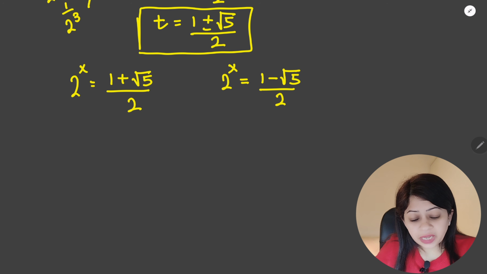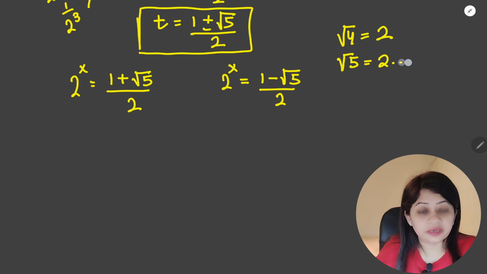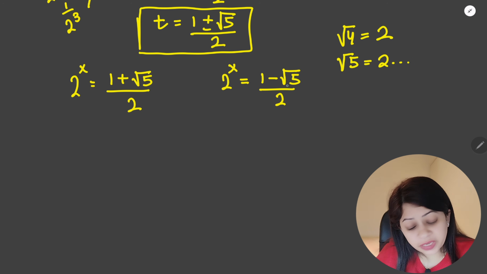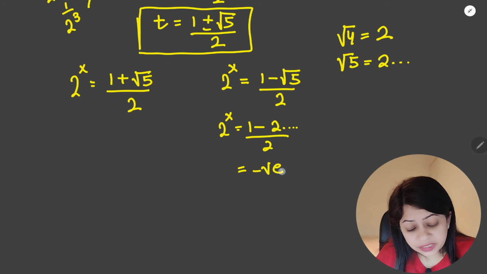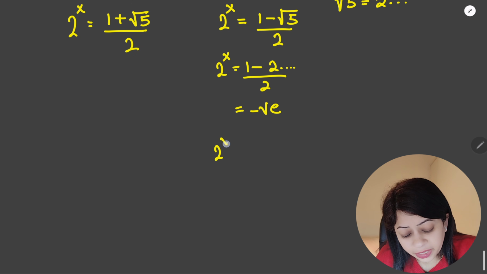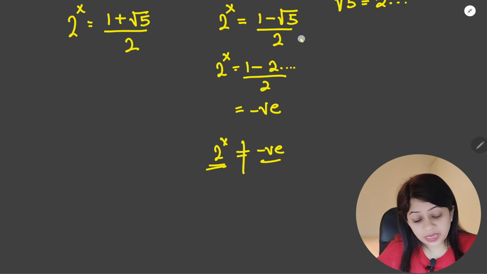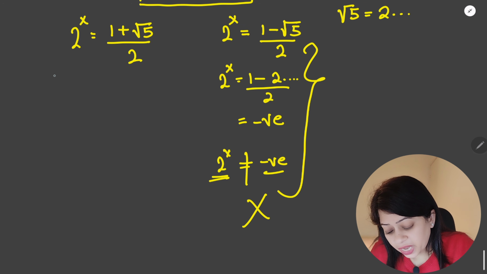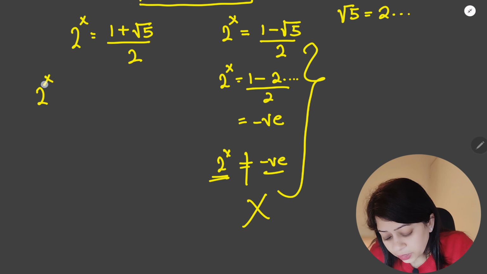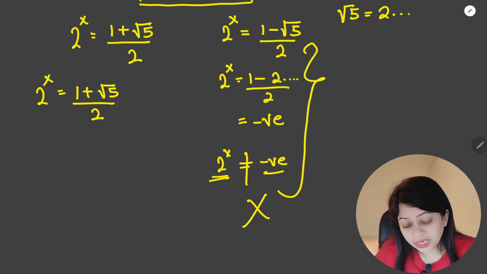Okay, now we know that under root 4 is 2. So that means under root 5 is 2 point something, right? If we get 2 point something here, this term will become negative. 1 minus 2 point something, this term will become negative. And I just told you that 2 raised to power x can never be negative, right? So we cannot take this case as well. So what is true then? Only this possible case we have, that 2 raised to power x is equal to 1 plus under root 5 by 2. Okay, and now we need to find out the value of x.